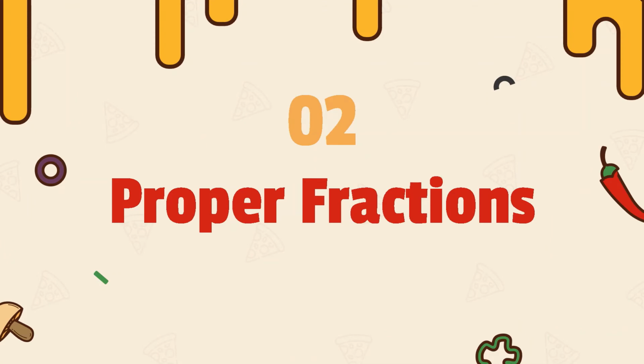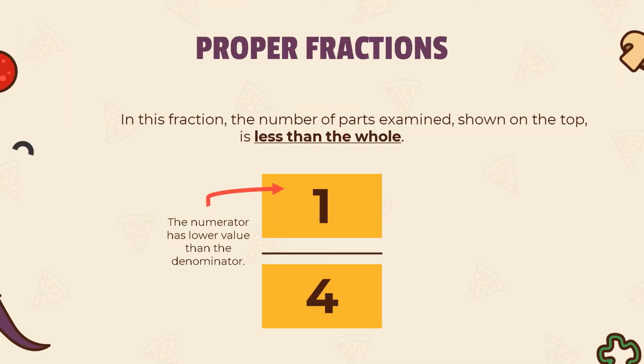Proper fractions. In this fraction, the number of parts examined shown on the top is less than the whole. If you look at the fraction 1 over 4, the numerator, which is the number on the top, is lower than the denominator, which is 4. It has a lower value than the denominator.